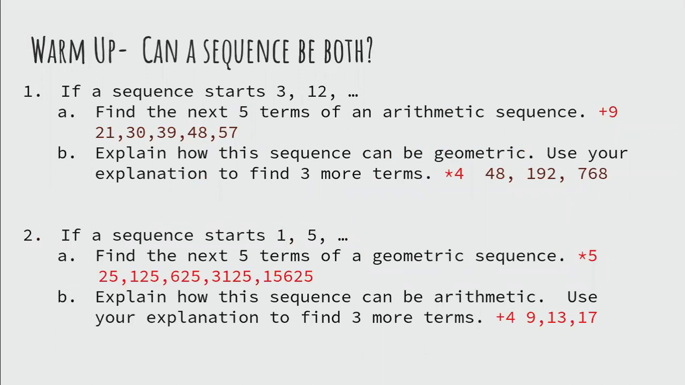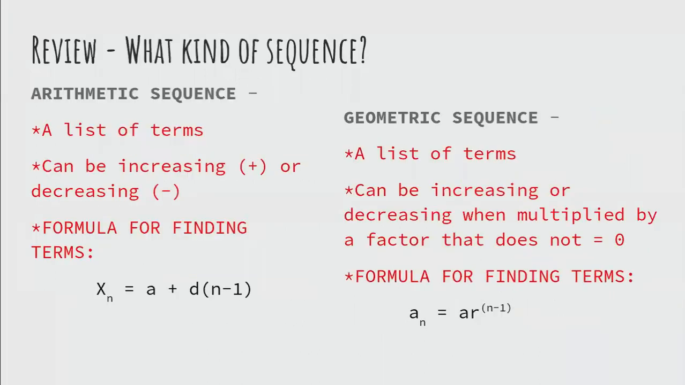25, 5 times 25, 125. 125 times 5, 625. Times 5, 3125 times 5 is 15,625. But it can also be arithmetic. And in that instance, we would have been adding 4. And the 3 terms to follow would have been 9, 13, and 17. Good job. All right, so we talked about the sequences. They both are a list of terms. They both can be increasing and decreasing.